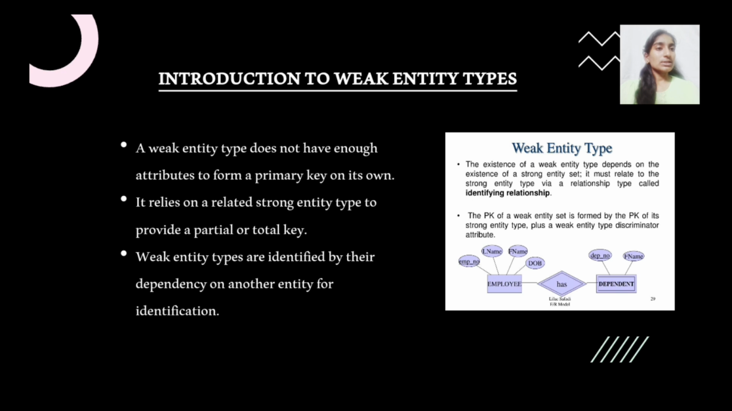The existence of a weak entity type depends on the existence of a strong entity set. It must relate to the strong entity type through a relationship type called an identifying relationship. The primary key of a weak entity set is formed by the primary key of its strong entity type plus a weak entity type discriminator attribute. Here this is an example.